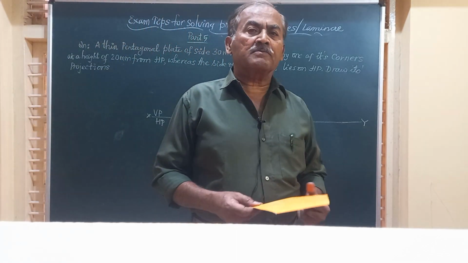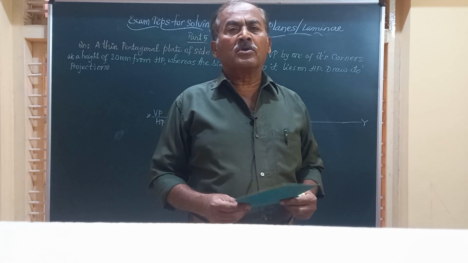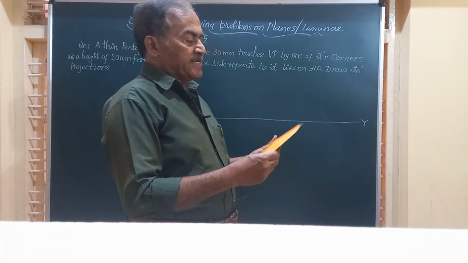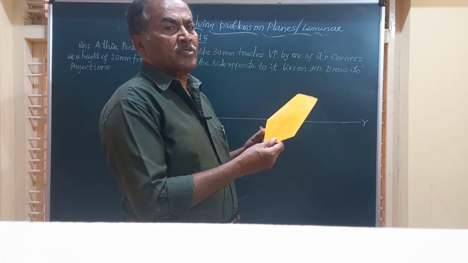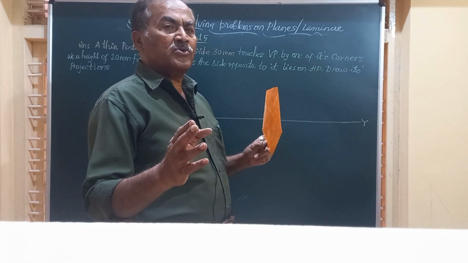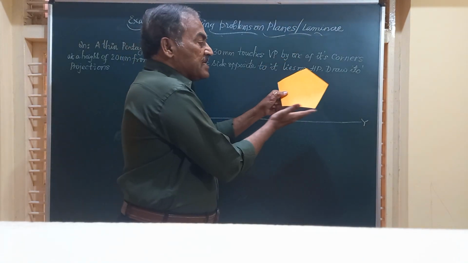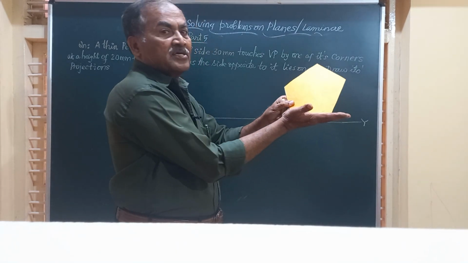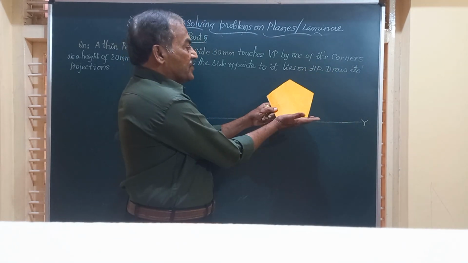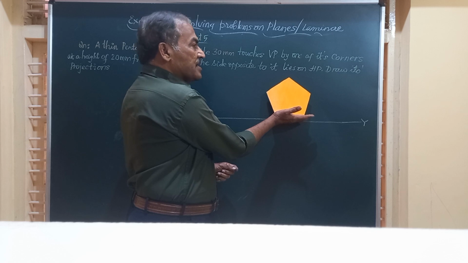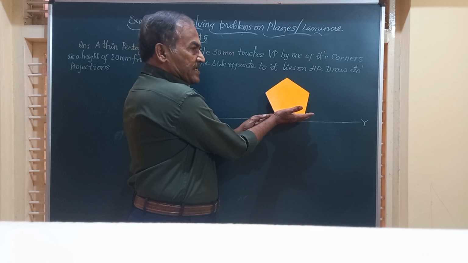Very good morning, friends. In this video, we are going to work out a problem on a pentagonal lamina which is going to touch the vertical plane by one of the corners, whereas the opposite side is on HP. So finally, it is going to rest like this, my friends. In the top view, you should get a distorted pentagon. In the front view also, you should get a distorted pentagon.